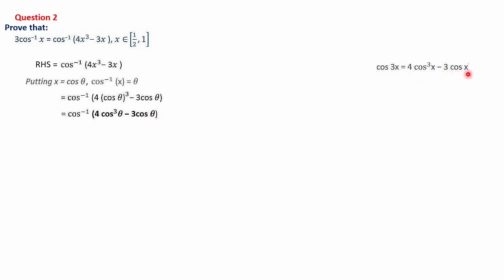4 cos cube x minus 3 cos x we have already discussed, it is cos 3x. Means this will come as cos 3 theta. That is equal to cos inverse of cos 3 theta. Cos inverse of cos theta is theta itself. So here cos inverse of cos 3 theta is 3 theta. Theta we have calculated and kept here, that is cos inverse x. That is equal to 3 cos inverse x. 3 cos inverse x is our left hand side. That is equal to LHS, hence the proof.